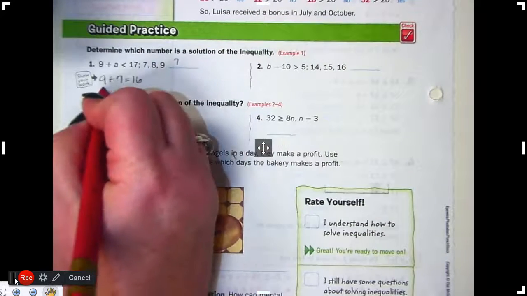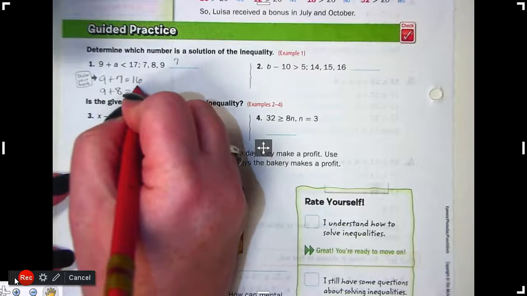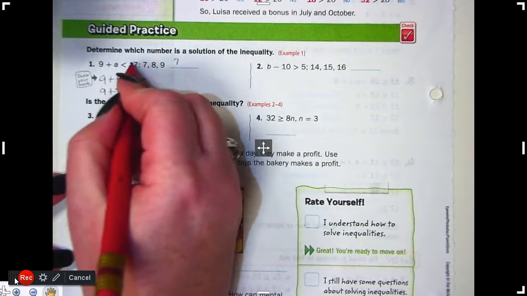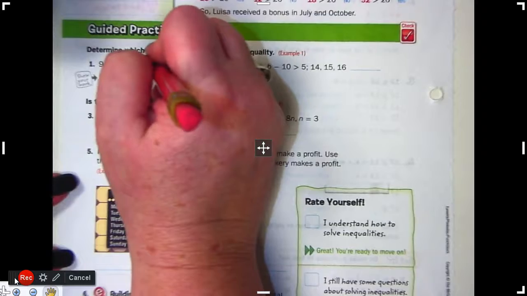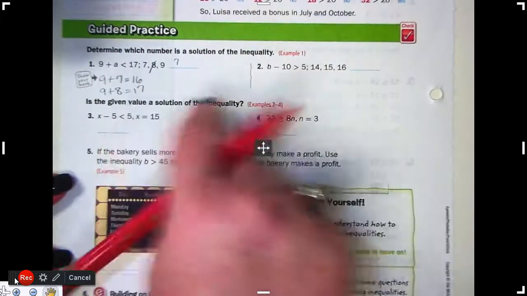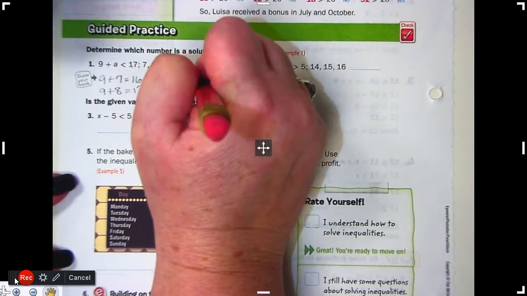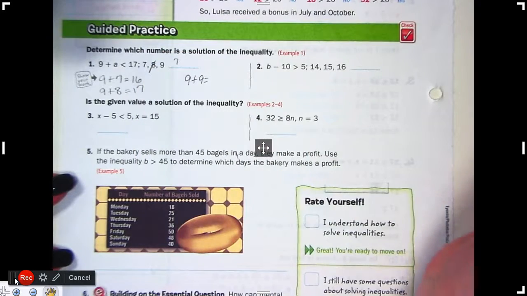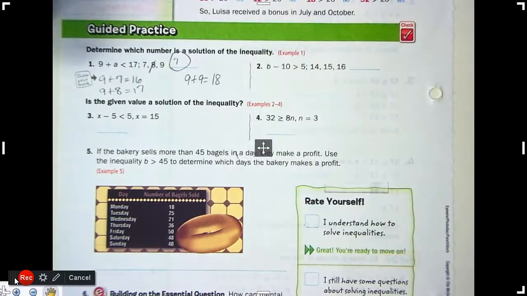What about 9 plus 8? What is 9 plus 8? That equals 17. So is that less than 17? No, can't be that one, because that would be equal to 17. And then 9 plus 9 is what? 18. And is 18 less than 17? No, so the only one that's a solution is 7.